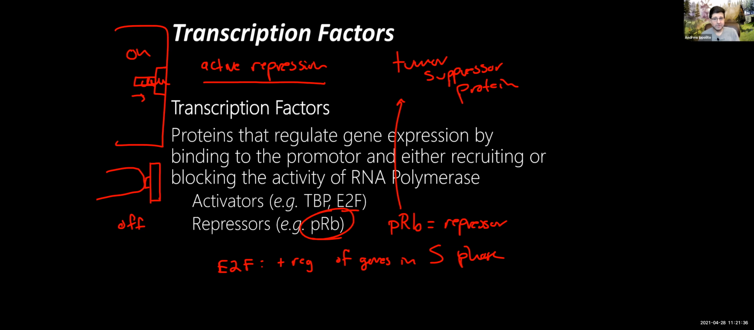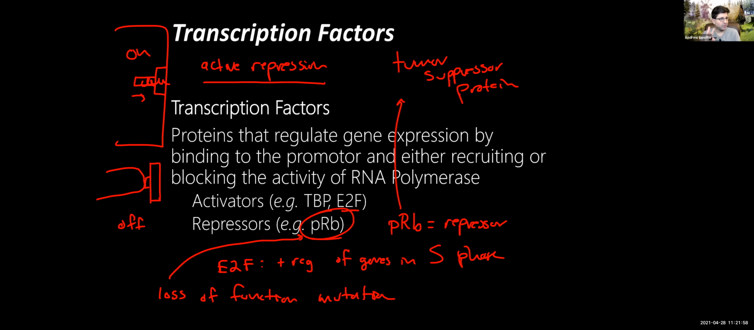which means if this protein suffers a loss of function mutation, now the genes that it turns off are accidentally going to be turned on. And that's what leads to carcinogenesis. That's how cancer works.